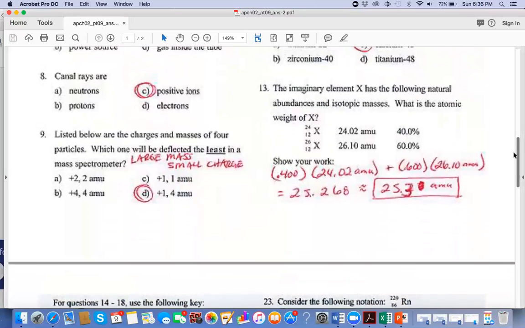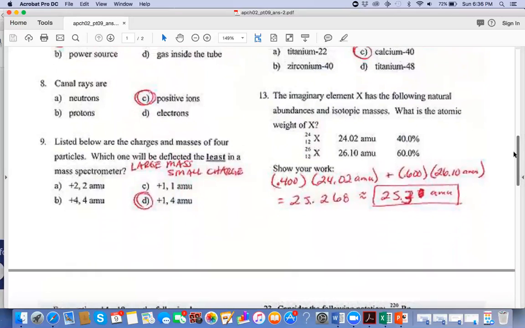The imaginary element X has the following natural abundances and isotopic masses. What is the atomic weight of X? So we have to be able to show our work here. So this is 40% times 24.02 AMU, and 60%, or 0.60, times 26.10 AMU. It's going to be approximately 25.268 or 25.3 AMU.